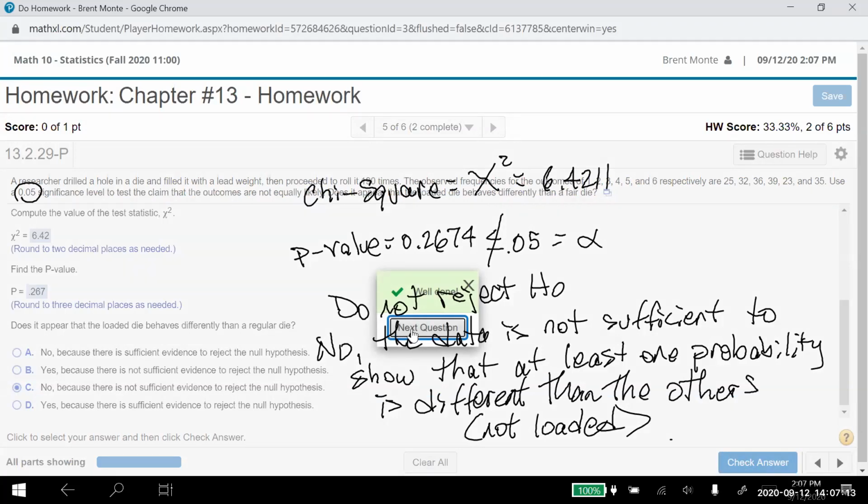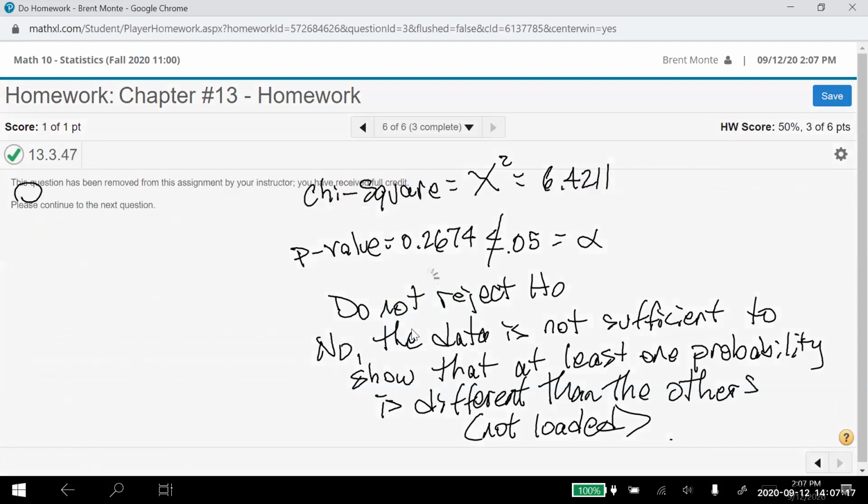Now you'll see a problem 6 up here, but if I go to the next question, it's going to say, oh, your instructor already threw that out. Notice that came from 13.3. Again, that was a contingency table problem. We did those back in chapter 4. We don't need to do them again. So with that being said, that's the end of this chapter.